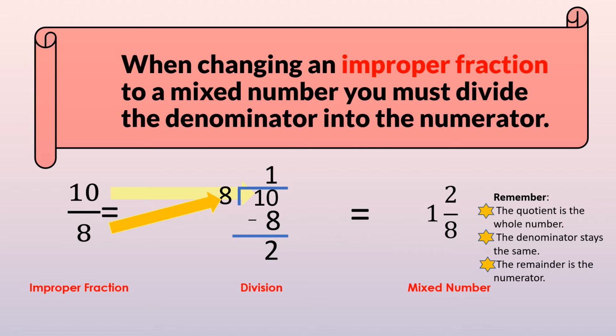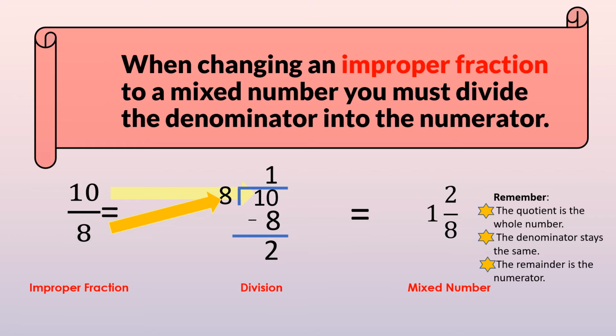When changing an improper fraction to a mixed number, you must divide the denominator into the numerator. Let's look below. We have our improper fraction, which is 10/8. Now we're going to divide this to find out what the mixed number is going to be. So we're going to divide our denominator, which is 8, into our numerator, which is 10. So we need to see how many times 8 can go into 10. 8 can go into 10 one time.